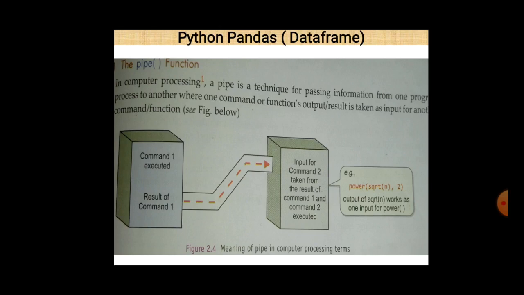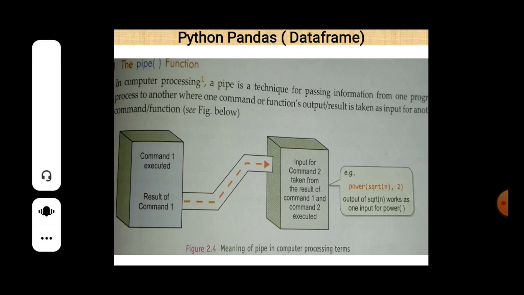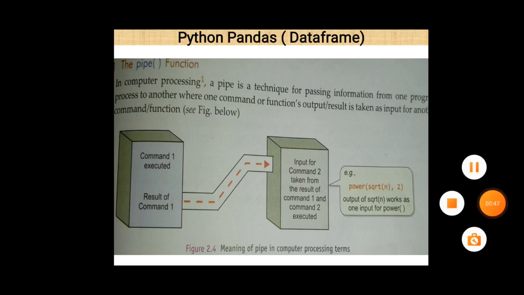As the name suggests, pipe function. What is the meaning of pipe function? What is the use of pipe function here? In computer processing, a pipe is a technique of passing information from one program or process to another, where one command or function's output result is taken as the input for another command or function. That is the role of the pipe function. It means if there are two functions, then there is a certain output of function 1, and this output becomes the input for the second function. That is the use of the pipe function.